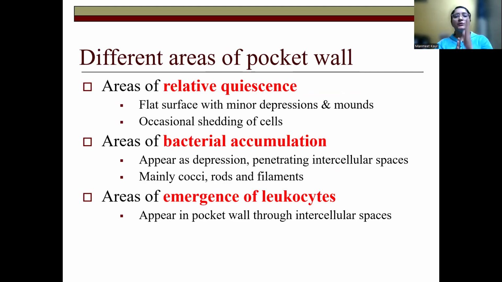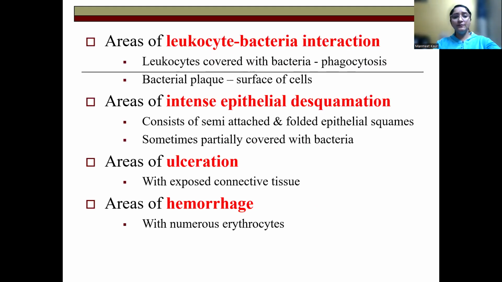Now what is happening is, suppose this is the tooth and this is the gingiva. The pocket is formed between them, so there are many areas from the coronal end to the apical end. It is divided into these 7 areas. Okay, these are the 3 and these are the next 4 areas.